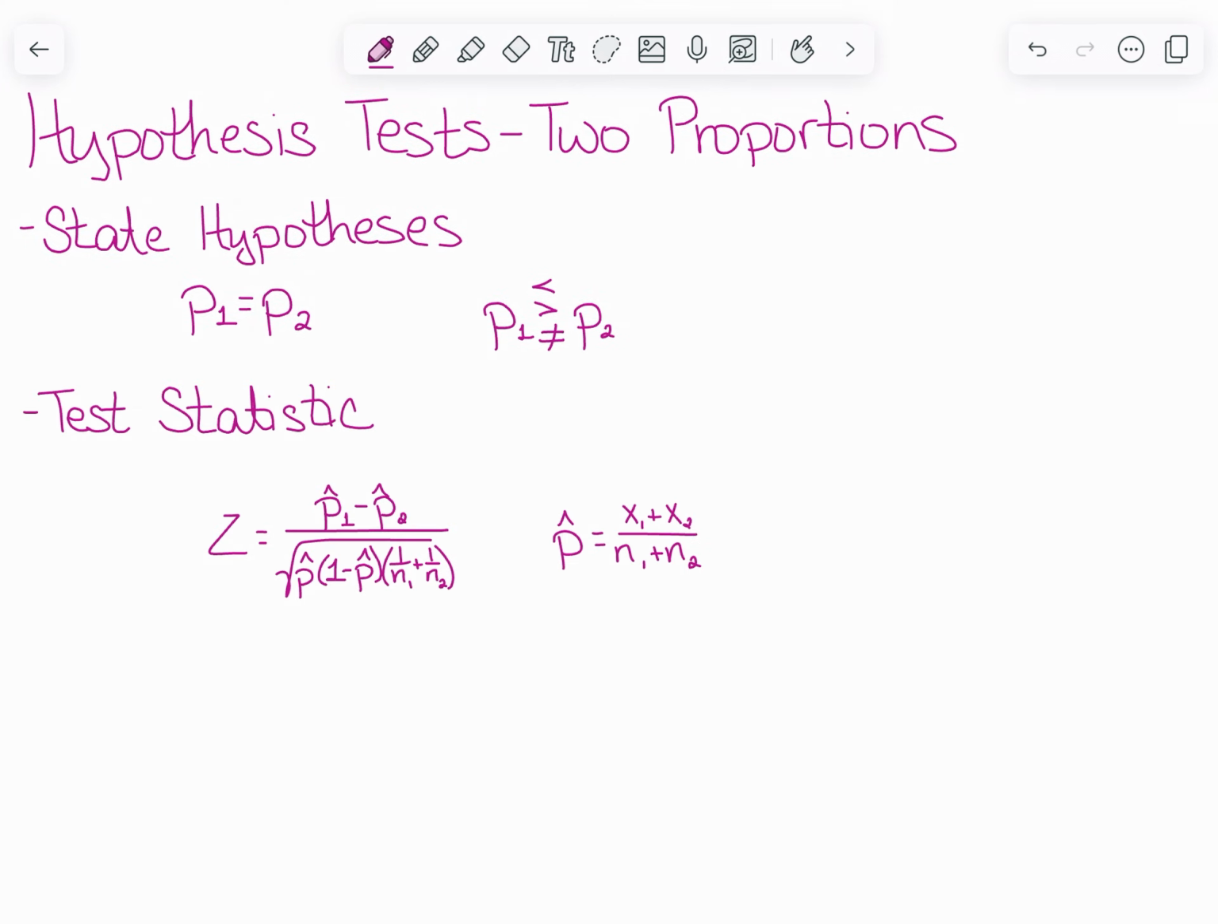The next step is to calculate the test statistic. In this case, this is P1 hat minus P2 hat divided by the square root of P hat times 1 minus P hat times 1 over N1 plus 1 over N2. And P hat is X1 plus X2 over N1 plus N2. It's the number of successes in both of our samples combined divided by the number of individuals in both the samples combined. So instead of treating them like two different groups, we think of it as one big group and look at that proportion. That would be the value of P hat.